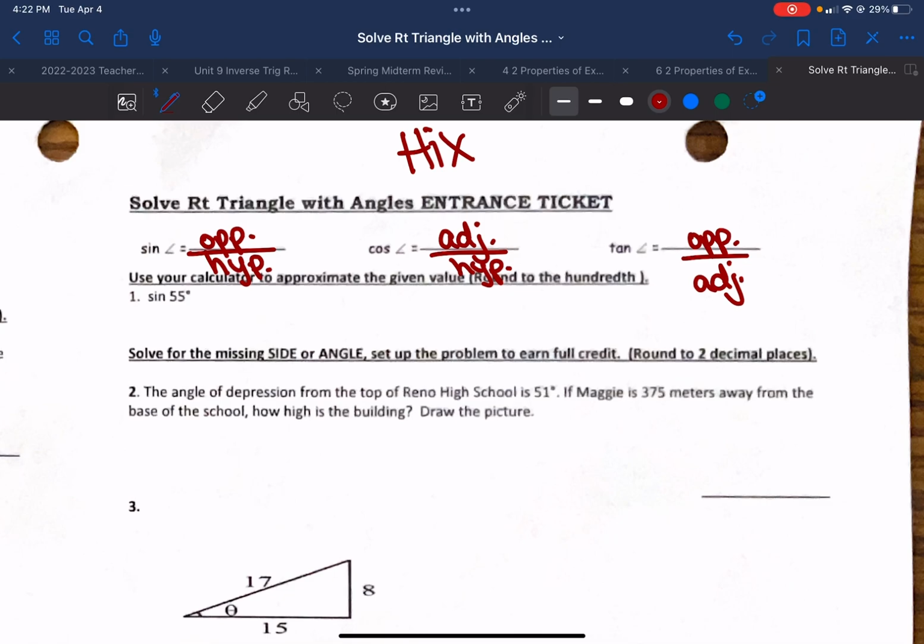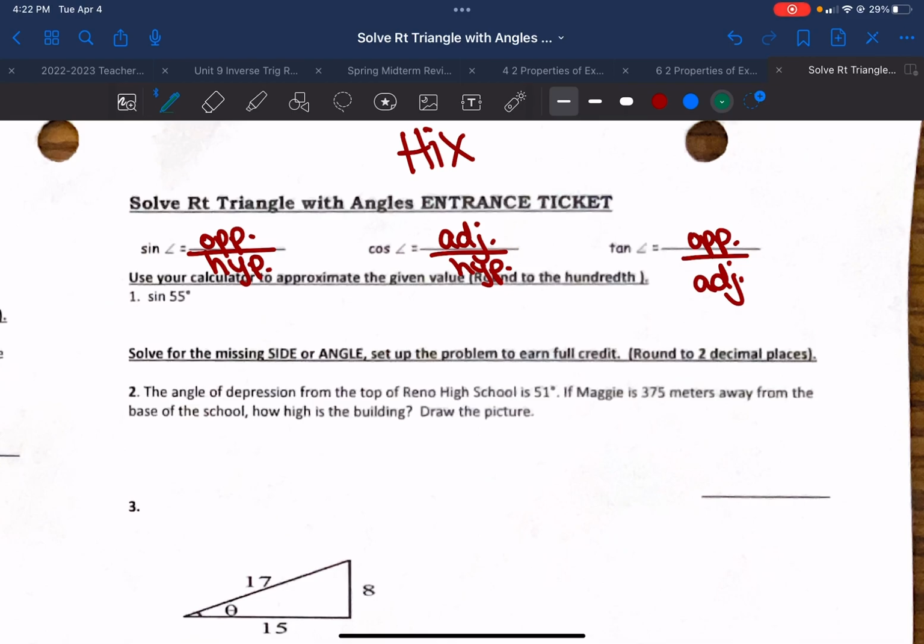All right, using your calculator to approximate the given value and round to the nearest hundredth. So rounding to the nearest hundredth is going to be 2 decimal places, which means that we need to look at that third decimal place in order to tell us to round up or down. So in my calculator, first I'm going to make sure that I'm in degree mode, and I am simply going to type in the sine of 55.